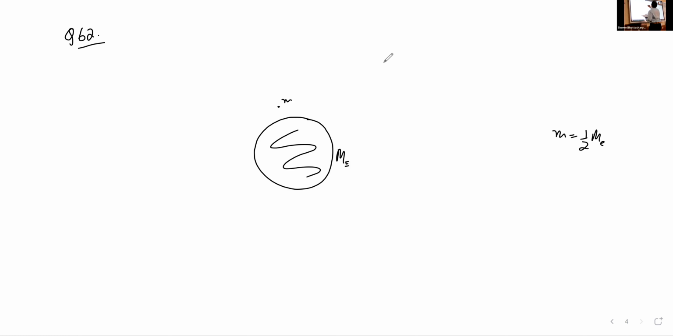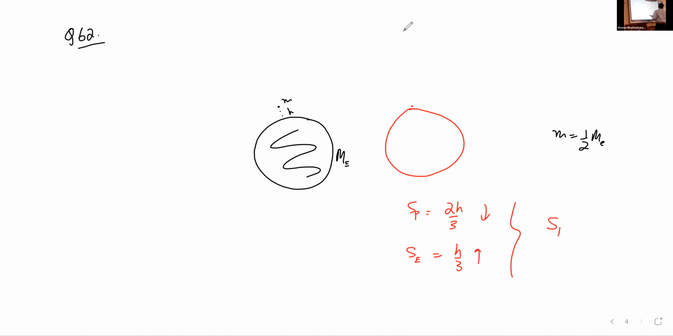So right now if the distance between them is h, by the time they collide, something like this would have happened. The particle and the earth would be like this, but the particle would have displaced by 2h by 3 downwards. And the earth would have gone up by h by 3. So their relative displacement is h. Okay, so they've collided.